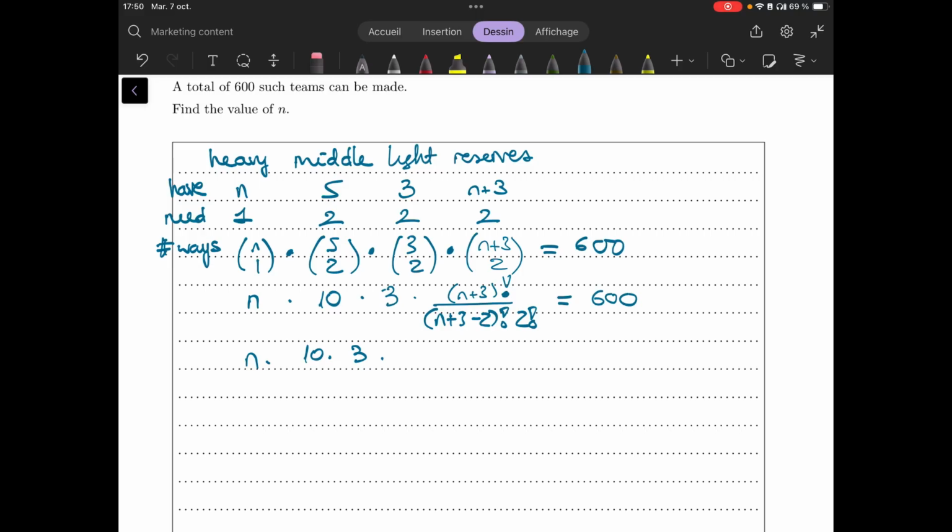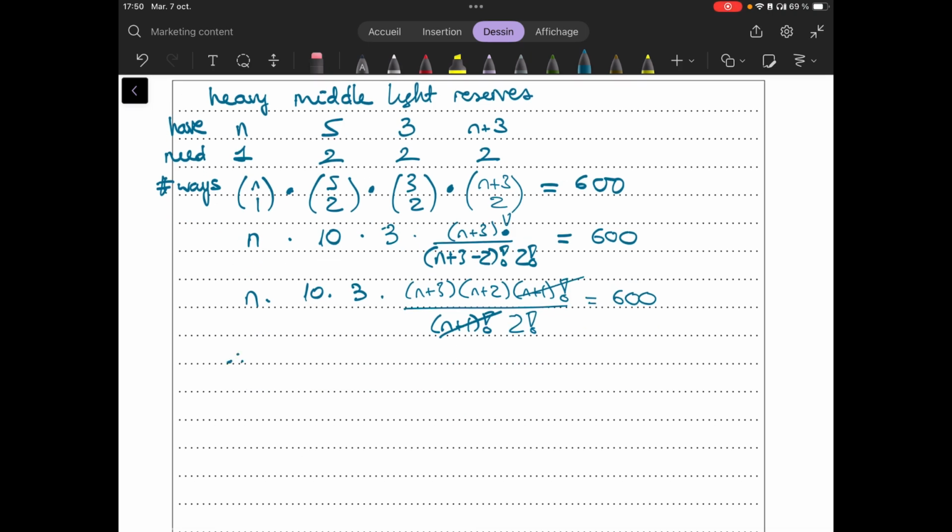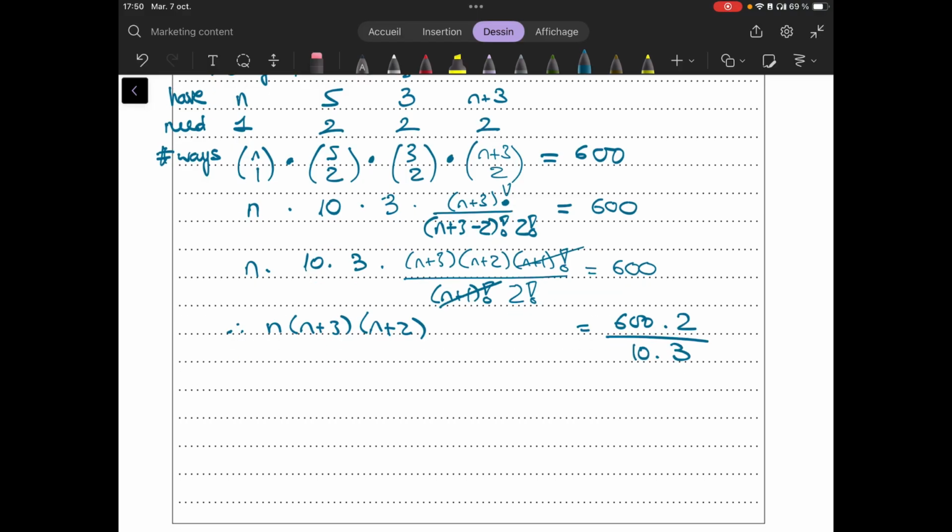Let's roll out one term at a time. So n plus 3 factorial is equal to n plus 3 times n plus 2 times n plus 1 factorial. We stop here because downstairs we have n plus 1 factorial and 2 factorial here. Therefore, n times n plus 3 times n plus 2 is equal to 600 times 2 divided by 10 times 3. And now it is just algebra.